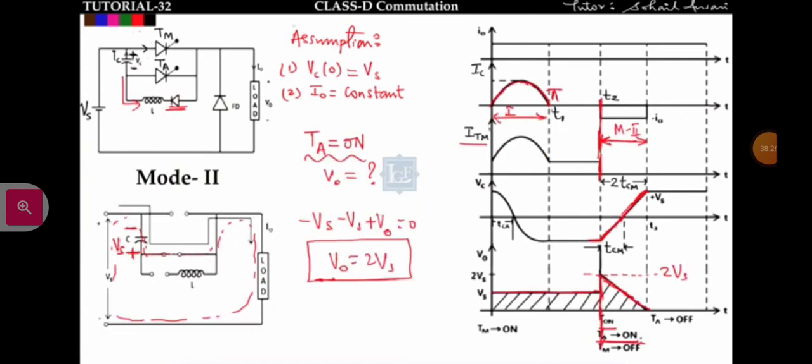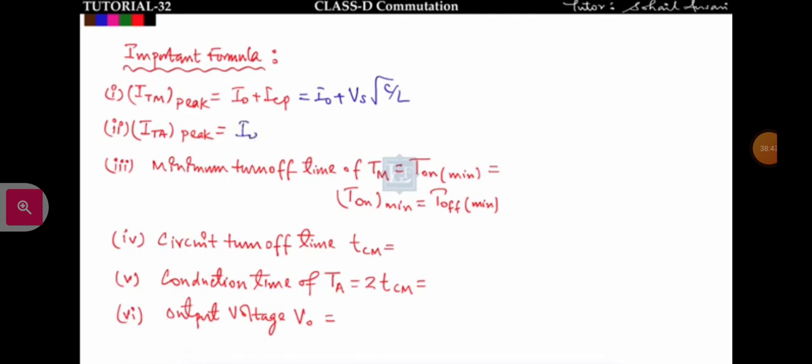Now ITA peak, what is the peak current in auxiliary thyristor? See, in mode 2, I am triggering the auxiliary thyristor, right? So the current flowing in the auxiliary thyristor is nothing but the load current only. When TA will be triggered, TM will be off, and at this time the load current is equal to the auxiliary thyristor current. So it will be equal to I naught.